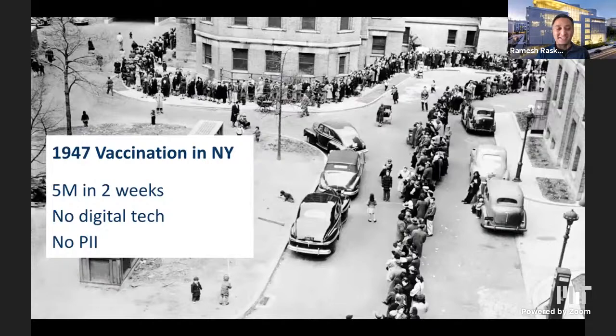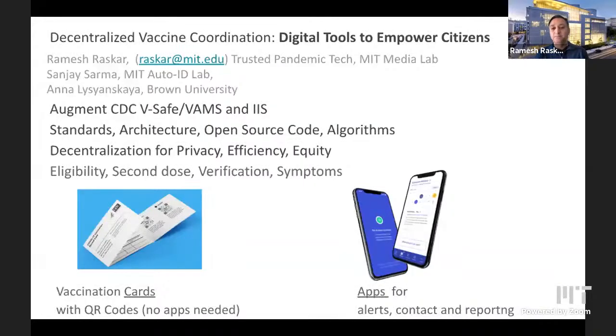And the reason why we could vaccinate 5 million people in 2 weeks in 1947, one could argue, was because there was no digital technology and we were not obsessed about capturing personally identifiable information. So how can we create a similar experience, take the technology out of the experience of an individual, and at the same time create enough triangulation so that we can understand how the vaccine rollouts are coming together.